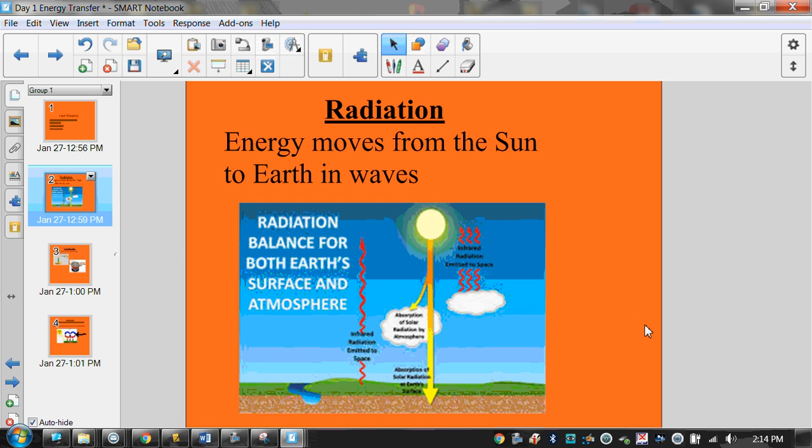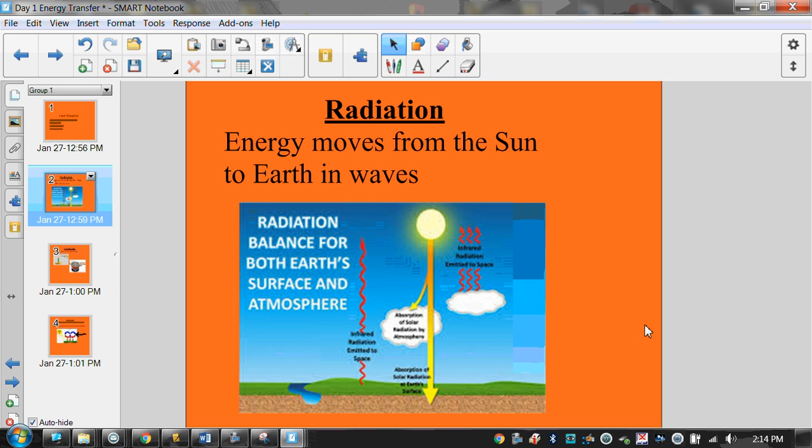So the first way is that radiation moves energy from the sun to the earth. Radiation moves in waves as it comes down. When the radiation gets to Earth, a few things can happen to it. It can bounce off of our atmosphere and go back out in space. It can get absorbed in the upper atmosphere, or it can pass through it and come down to the surface of the planet.